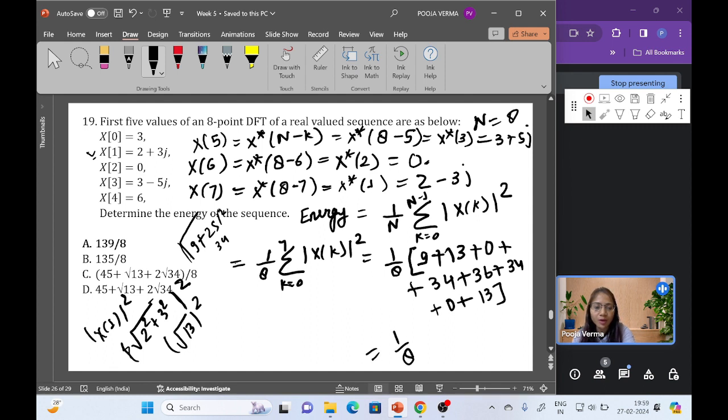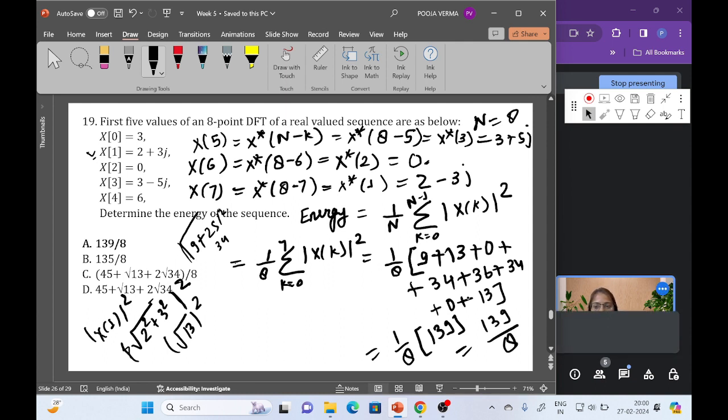Okay, so 1 by 8 summation of all these points. If you sum all these points, 9 plus 13 plus 34 plus 36 plus 34 plus 0 plus 13, you will get 139, right? So the answer will be 139 divided by 8. So what will be the correct answer? The correct answer is option A, 139 divided by 8.